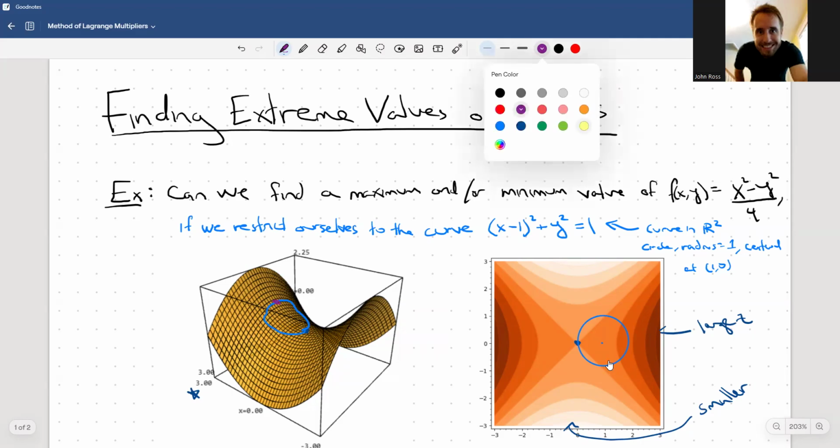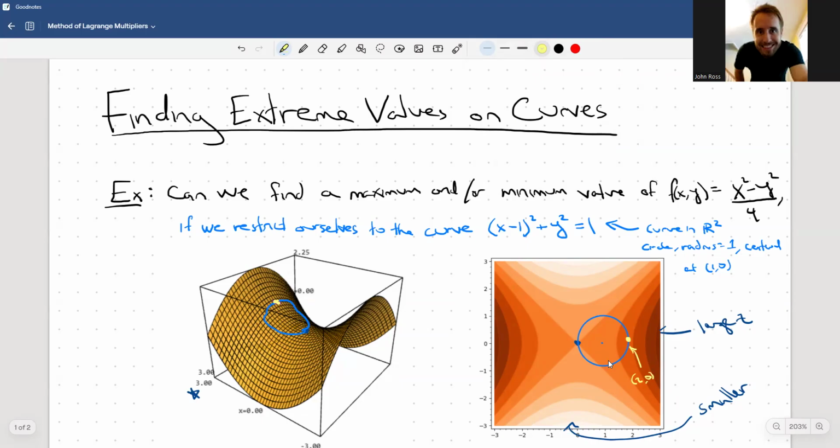Maybe I should grab a... Let's try this color. Oh, yeah, that's very visible. So it's corresponding to this point right here. And this point is as far uphill as we can get on the circle. That corresponds in our contour plot to this point right here. And it's specifically the point (2, 0). Now, that is our maximum value.